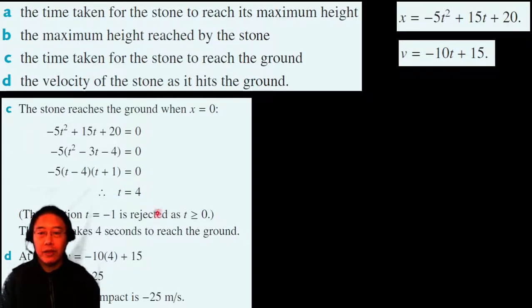And to find the velocity, you take this t value of 4, substitute it into your velocity rule, and you end up with negative 25. Now, very important that it is negative, because the stone is moving downwards, so it impacts the ground at a high velocity of 25 meters per second, and it's negative going downwards.